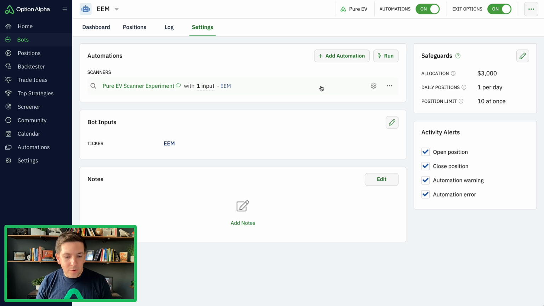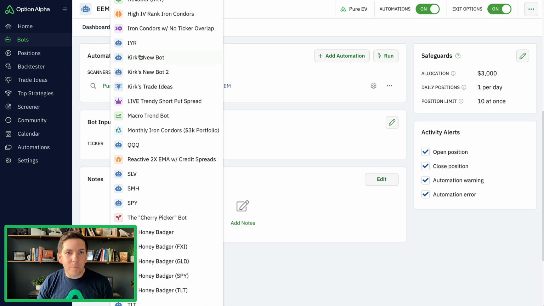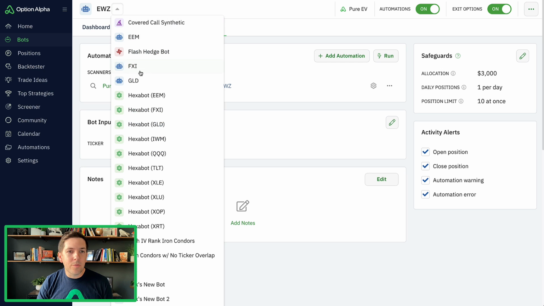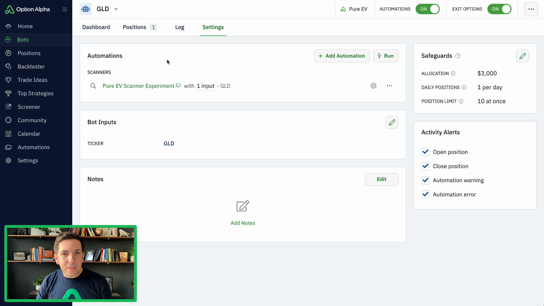But notice, first of all, that we have nothing but a pure EV experimental scanner. That's it. And the bot only has one input, which is the actual ticker symbol. So throughout all of these bots that we're doing, if I go to IYR, or if I go to EWZ, or if I go to GLD, the only thing that we changed is actually the ticker symbol. That's it. That's the only thing.